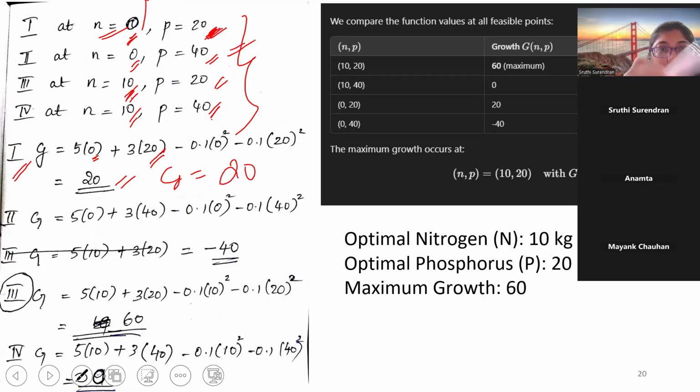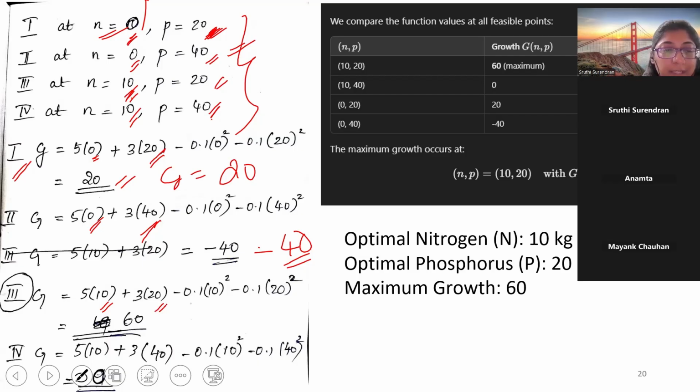Similarly, we will do it for the second condition. When nitrogen is equal to 0 and phosphorus is equal to 40, what is going to be the growth? It is going to be a negative growth. So obviously this is not a possible solution. Now for the third condition, we'll substitute 10 in place of N and 20 in place of phosphorus.